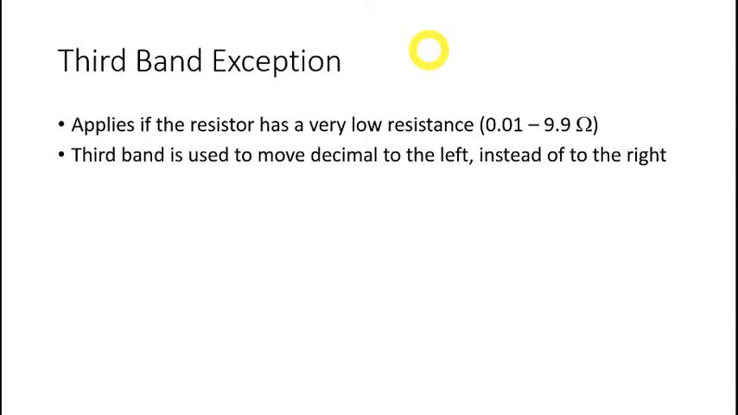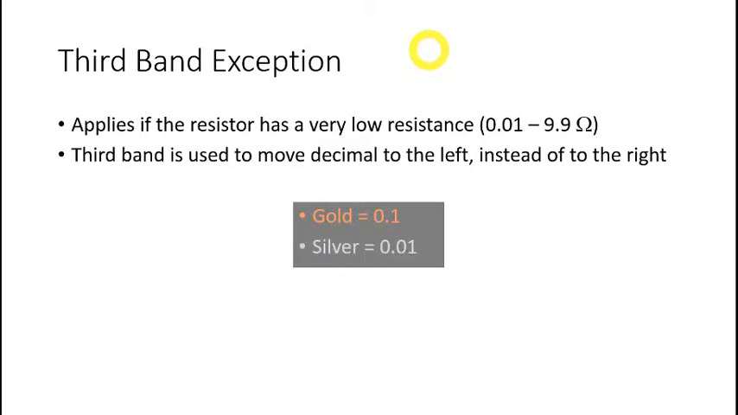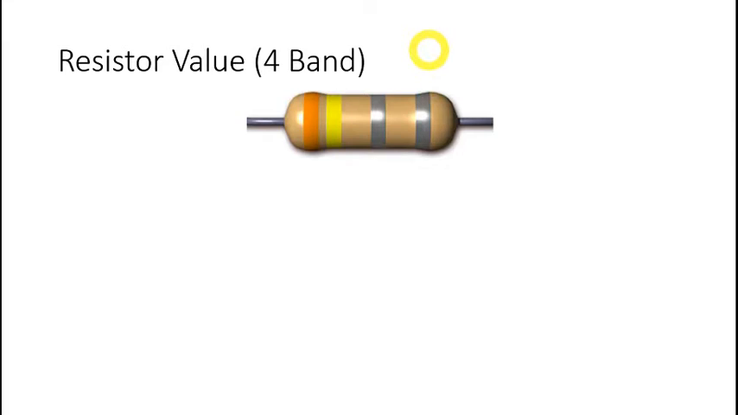Okay, and we're going to show how that would apply in the field. Here, if you have on the third band, not the fourth band, but the third band, a gold band, that means you're going to multiply by 0.1. And if you have a silver band in that position, you're going to multiply by 0.01. So let's do an example here. Here is a resistor that has in its third band a silver band.